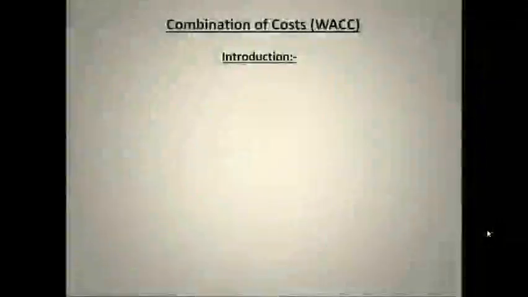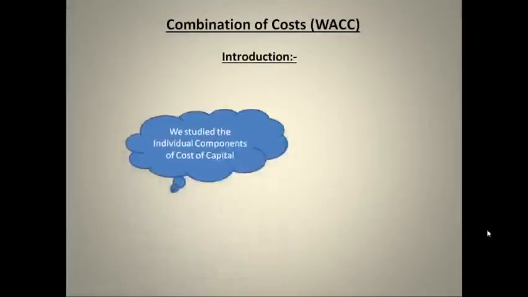Hello friends, so in this session we'll be talking about WACC, which is nothing but the weighted average cost of capital. And we have already studied that there are individual components of cost of capital. In my introductory lecture we had discussed that a company, in order to finance its day-to-day activities, depends on two main sources of funds: the first one is called the owner's funds and the second one is called the borrowed funds.